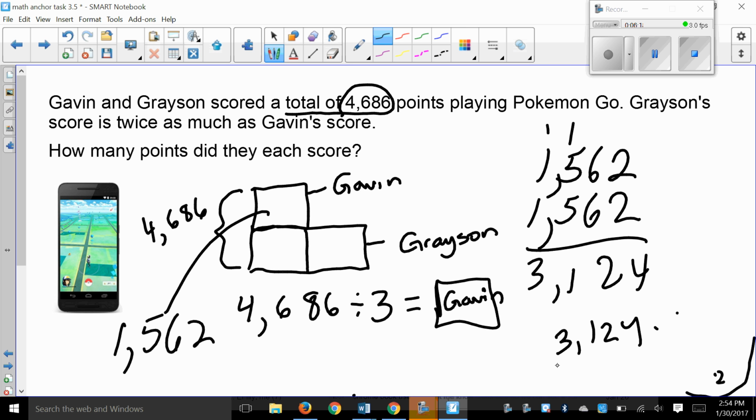3,124 plus 1,562 add up to 4,686. It does, so I can put a little check.